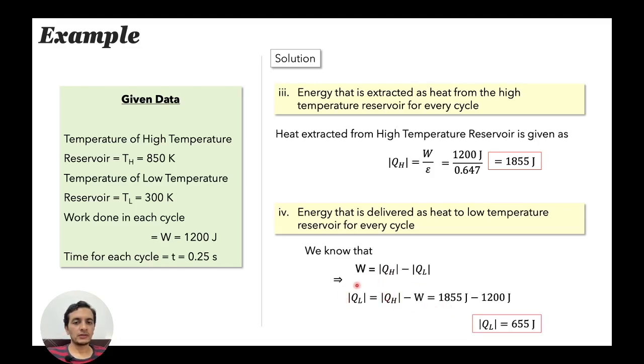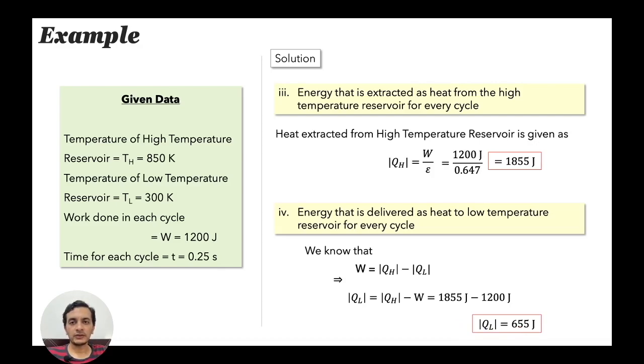After rearranging, we solve for QL, the energy which is rejected to the low temperature reservoir in every cycle. QH is the energy absorbed from the high temperature reservoir, which we have calculated here, and the work done is 1200 joules. The difference is equal to 650 joules. This means the engine absorbs this amount of energy from the high temperature reservoir, performs this much work, and sends the rest of the energy to the low temperature reservoir.